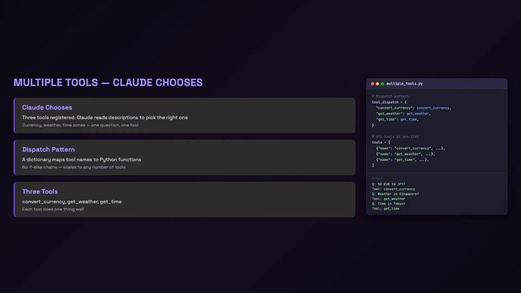In Episode 7, Claude had one tool, but real assistants need many. The question is, how does Claude choose which tool to call? It reads the descriptions. We also need a dispatch pattern, a dictionary that maps tool names to Python functions. Today, 3 tools: currency, weather, and time zones. Claude picks the right one.